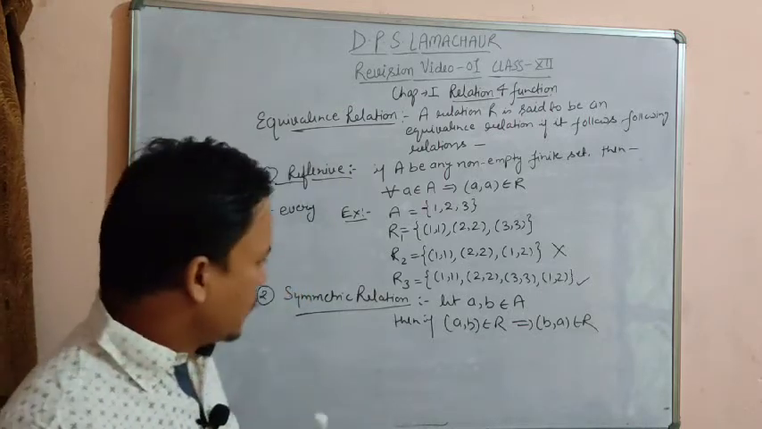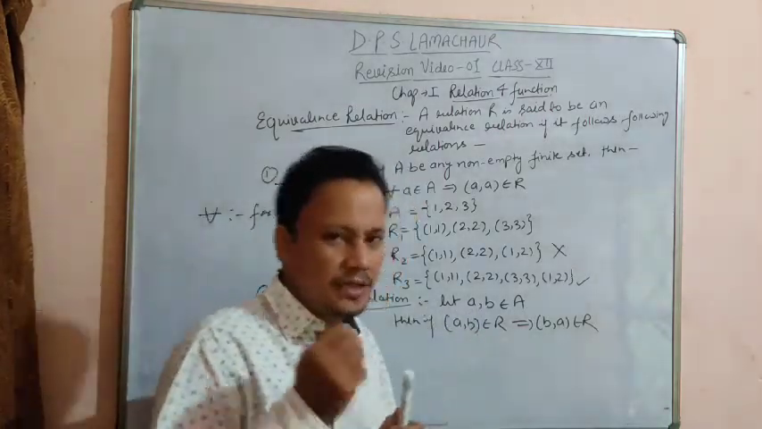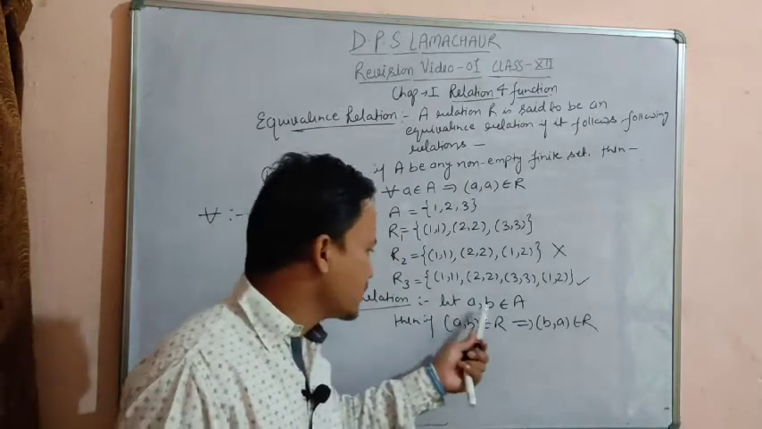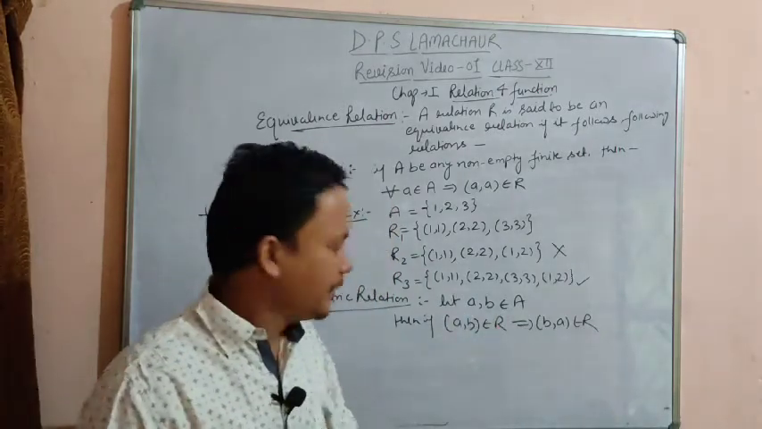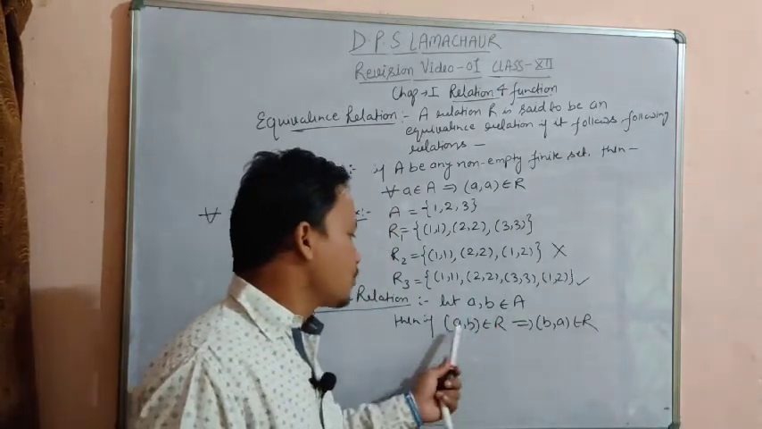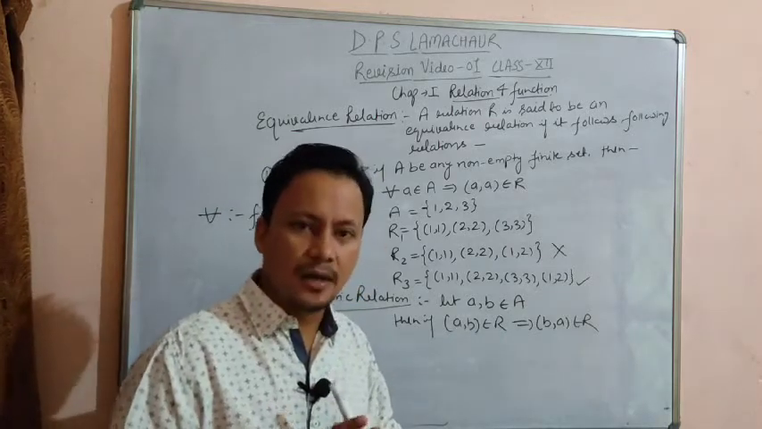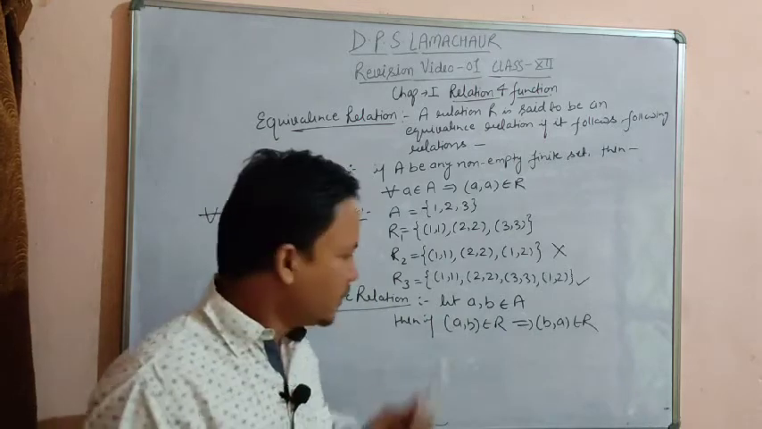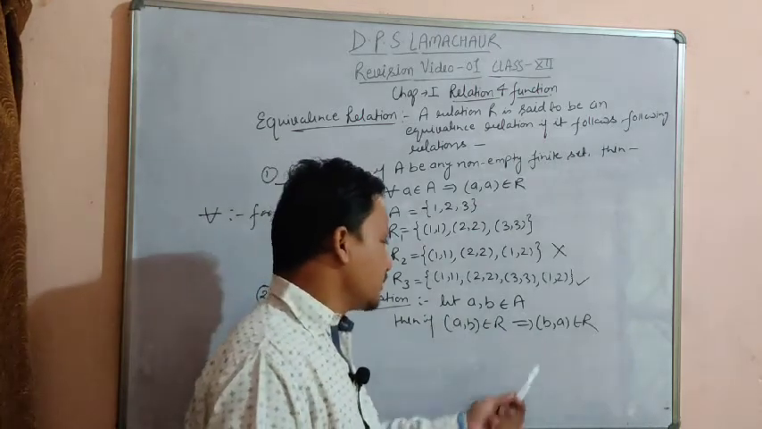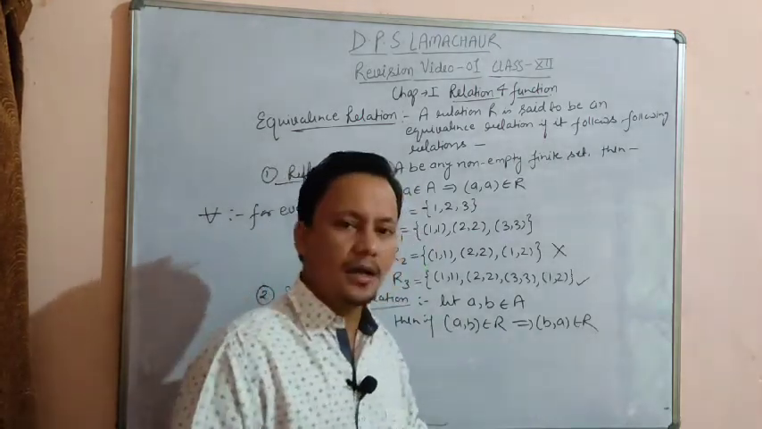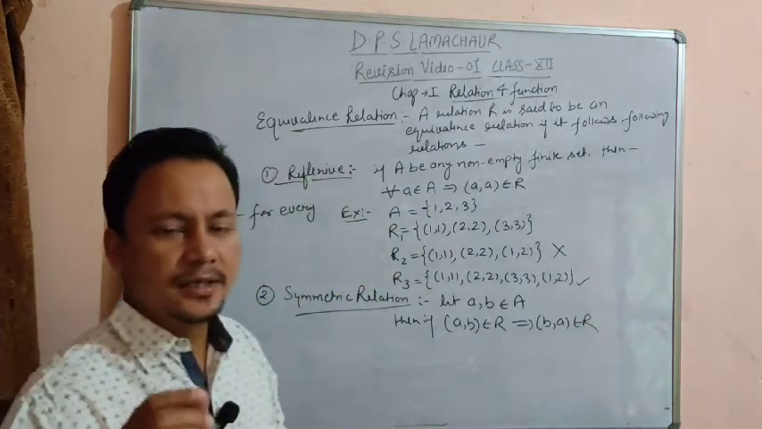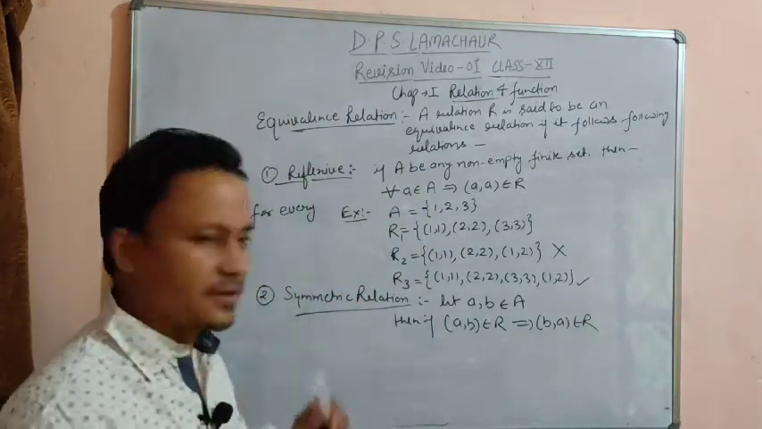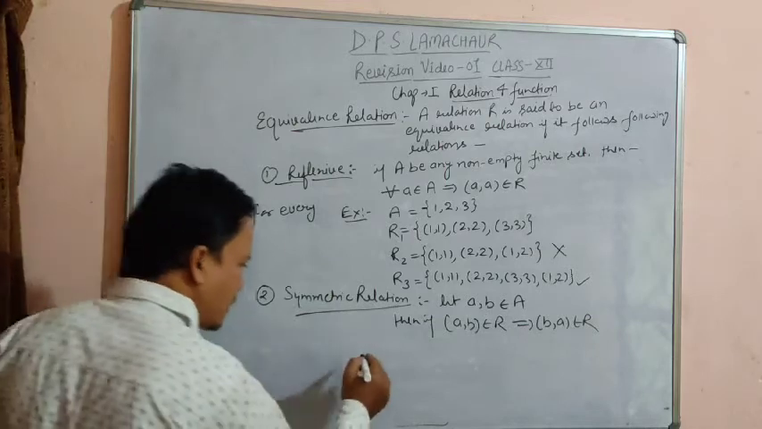Okay, we have any two elements a and b of any non-empty finite set A, and it is given that a comma b belongs to the relation R. a comma b is already contained in relation R. Then if we can prove that b comma a is also in relation R, then the relation is said to be a symmetric relation. Let us take an example.